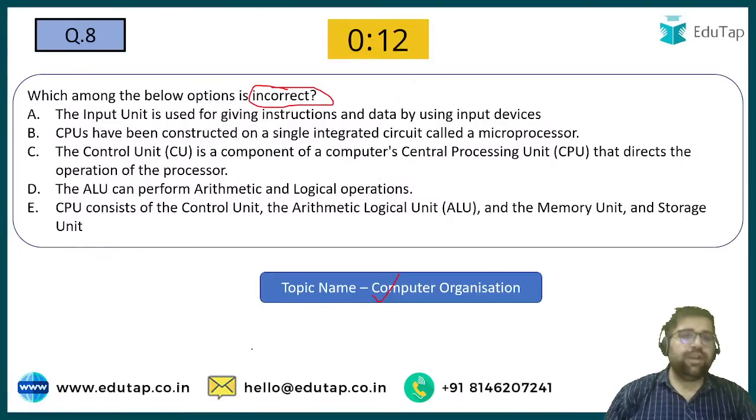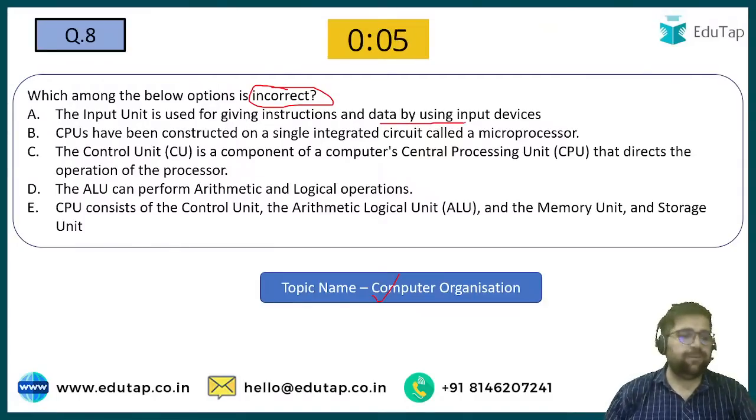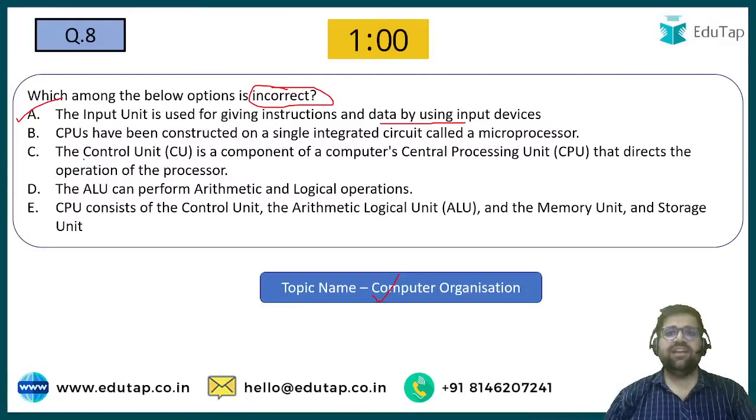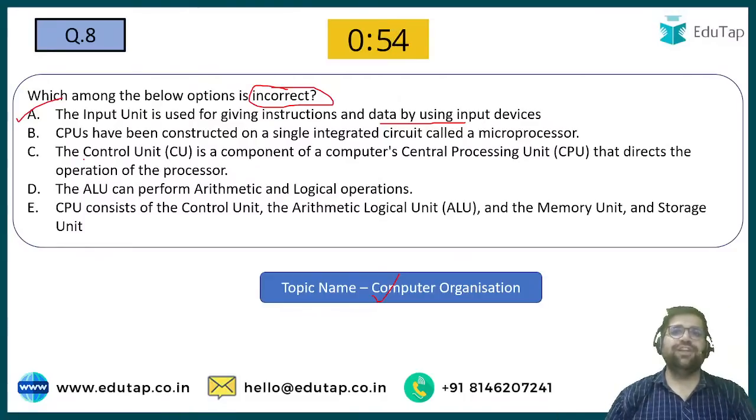The input unit is used for giving instructions and data by using input devices. This statement is very much correct. CPUs have been constructed on single integrated circuits called microprocessors. Maximum people are again not having a unanimous answer. This particular statement is also correct according to me, because it is not written that all CPUs are constructed that way. CPUs are constructed on single IC. This is correct. Control unit.